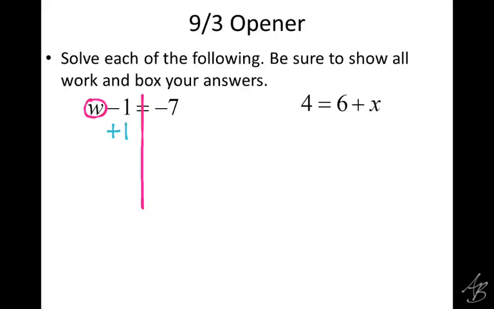The only problem is if I add 1 over here to get rid of that minus 1, I also have to add 1 on the other side. So we add 1 to both sides. That's a 7. All right, so we add 1 on both sides. The 1's over here cancel, leaving what? Negative 6. The w by itself.